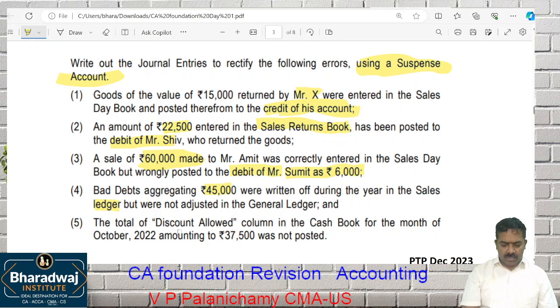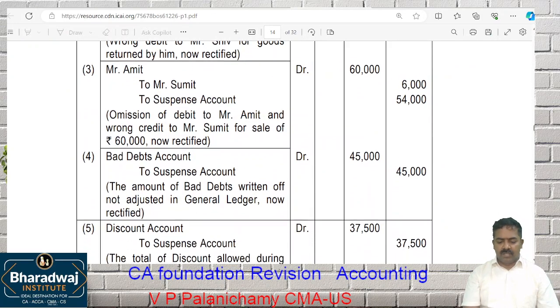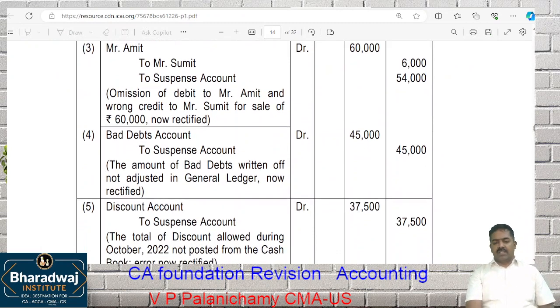Discount also. Discount also not posted. Discount allowed. Discount allowed account debit to which account? Suspense.